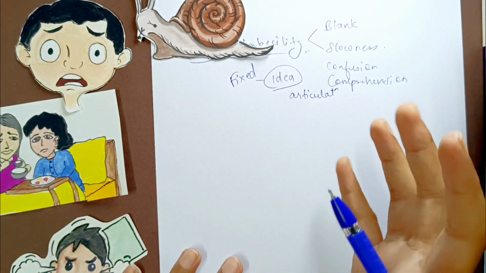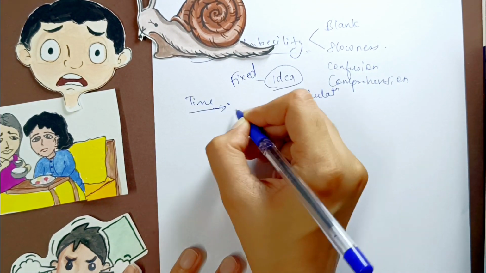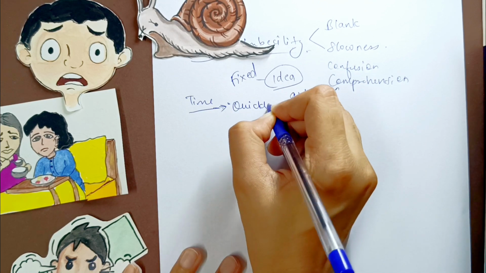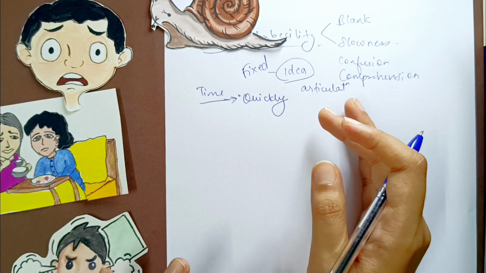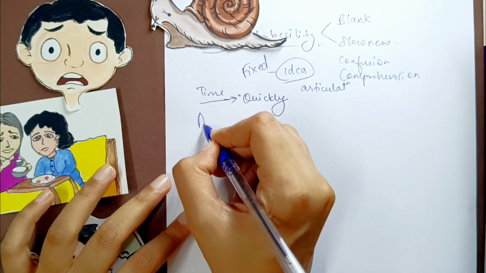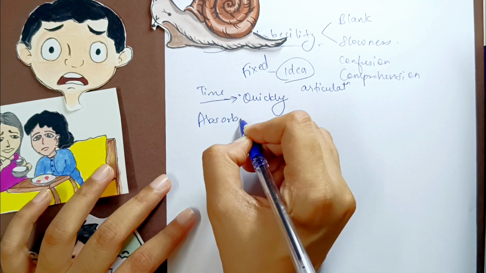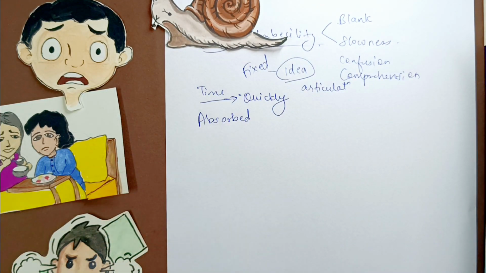Then we also saw how time passes very quickly in these patients. Okay, very quickly time passes. Even if a whole night is gone, they will not understand. They feel that it was just a moment that has gone, and they are absorbed. They will sit and just keep thinking about something very deep and sad, and they will not be able to take notice of anything around them.